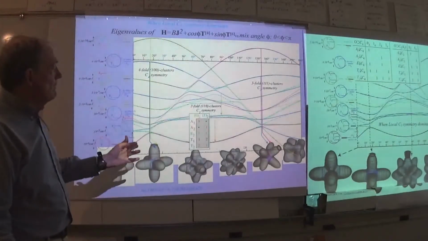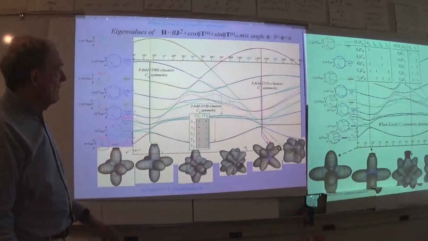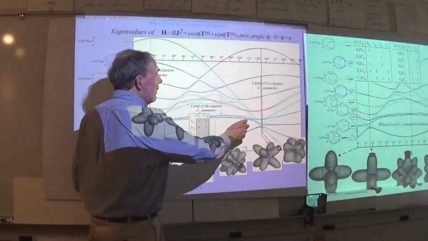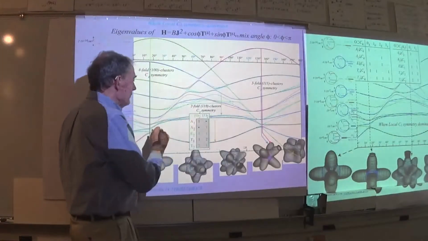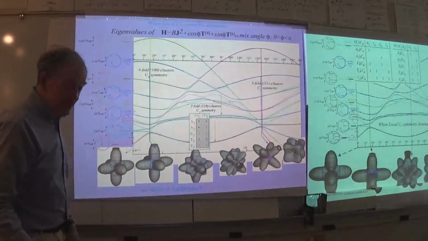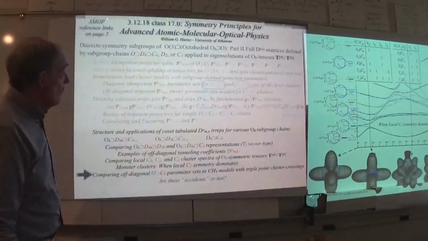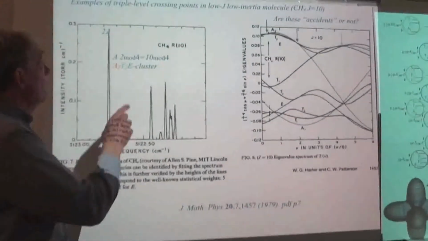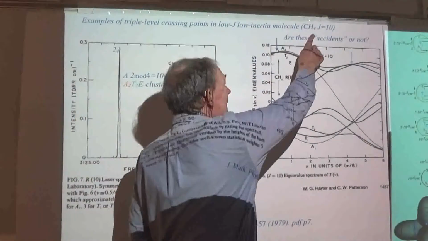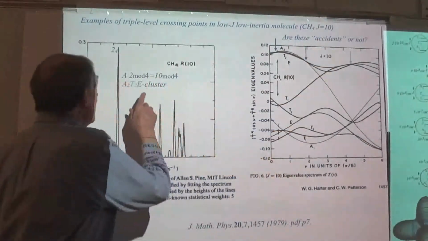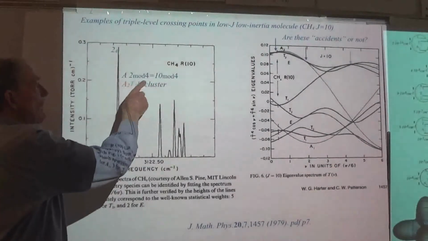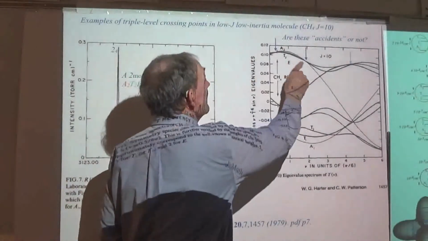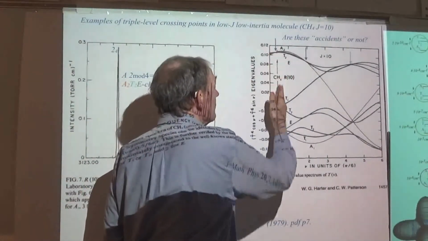Anyway, the thing that is really remarkable is how these things triple cross. That's the thing that's screwy about this, that you get levels that cross each other in a triplet. We had noticed this a long time ago, a triple level crossing point in methane at J equal 10. That's a nice 10 mod 4 is 2 mod 4. This is an A2 T2 E cluster right there, and then again right there, but this one actually is an experimental result.